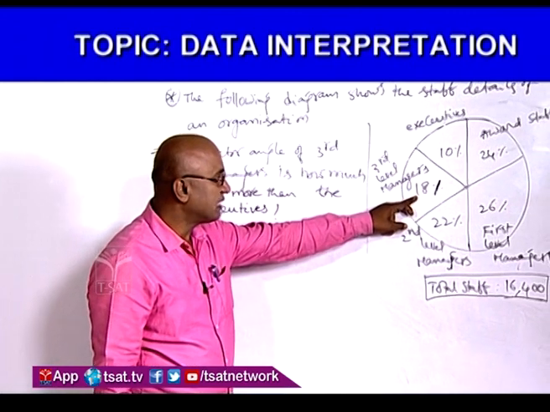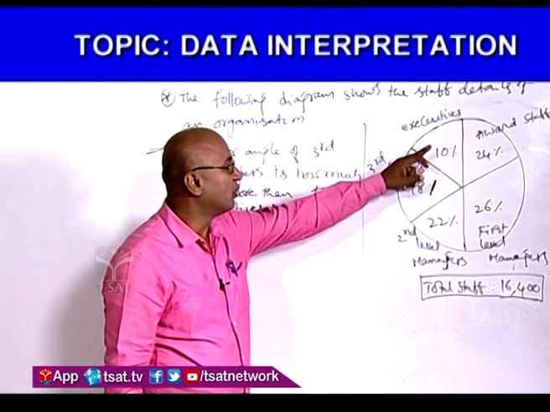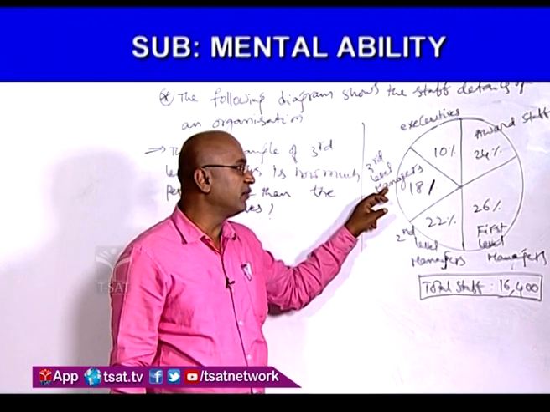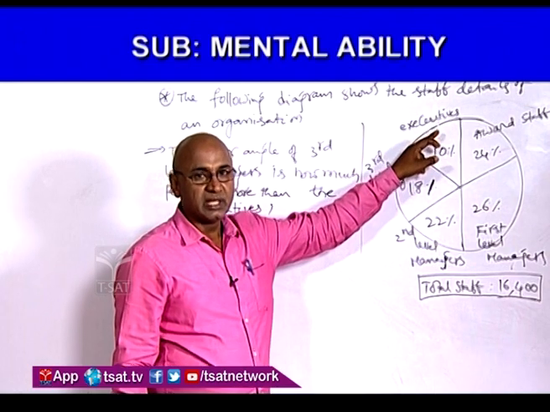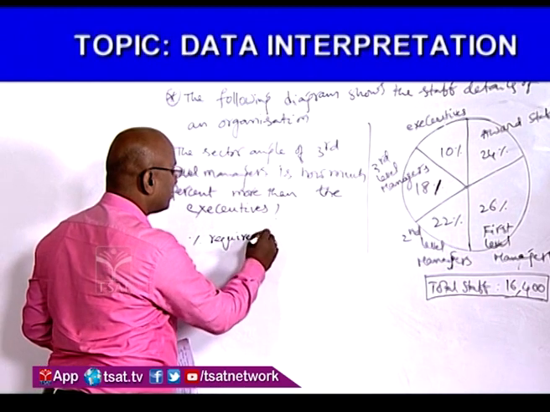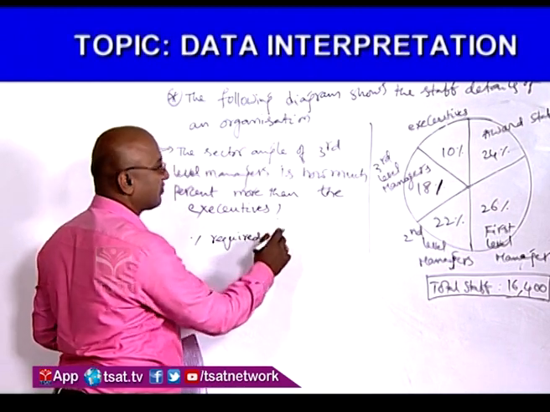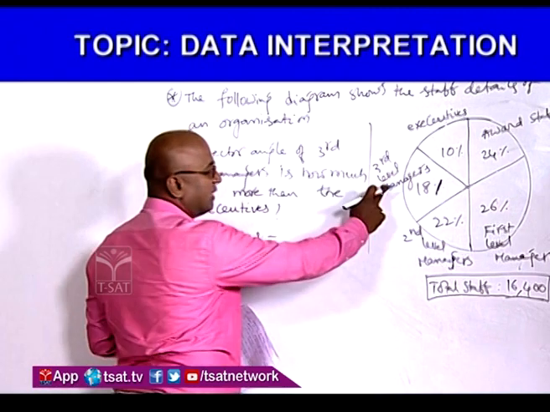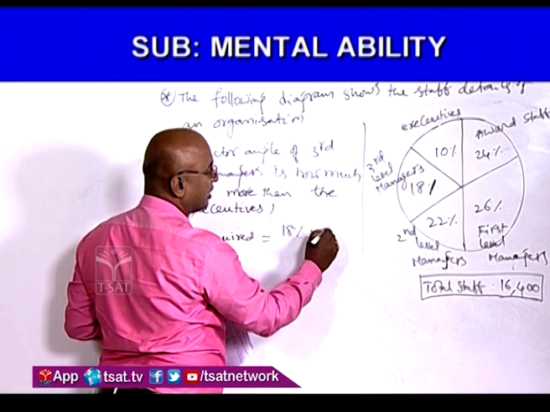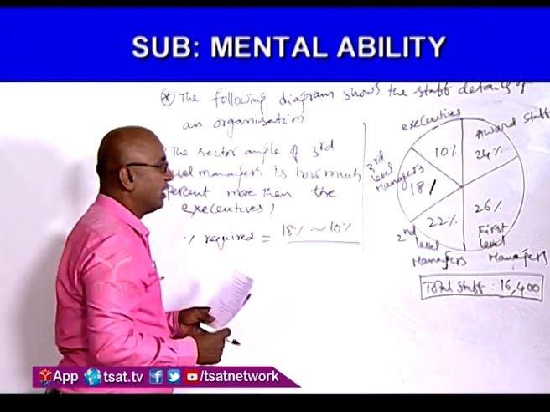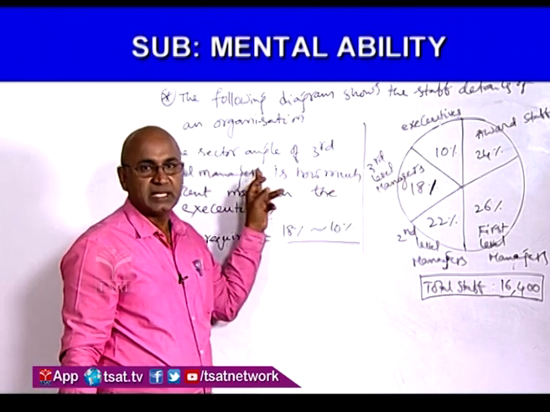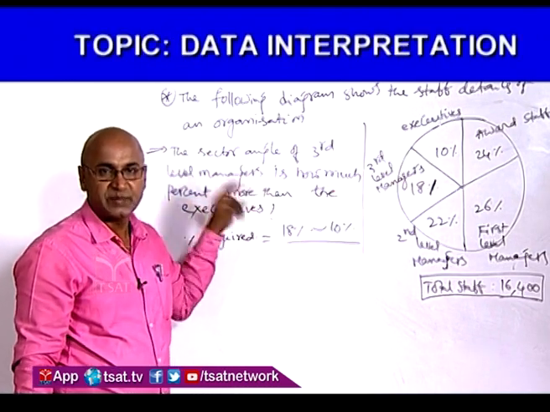Third level managers is how much percent more than the executives. So now we are comparing the third level managers with respect to the executives. So the required percentage is equal to the difference between the third level managers and executives, divided by the base value. What is the difference between 18% and 10%? Which value do you have to take as the base, either the third level managers or the executives? Now we are comparing with the executives. That is why it has to be taken as the base value.